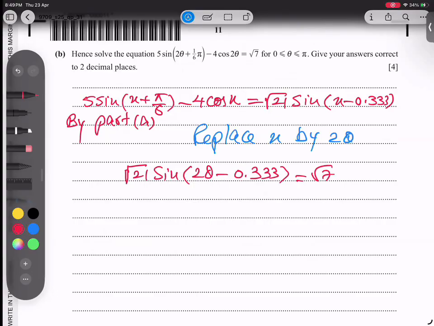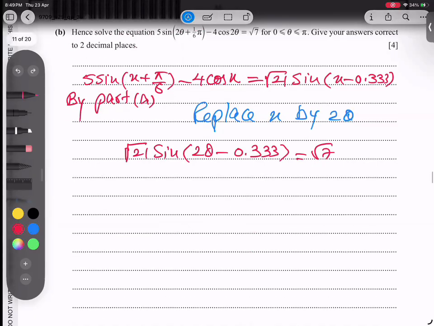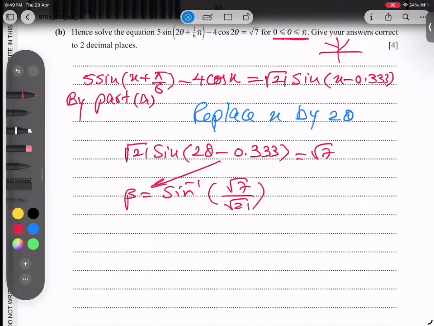And now, students, he said give your answer correct to 2 dp, 2 decimal places, and the answer is between 0 and pi. So first 2 quadrants only we have to look, we cannot cross. I have taken this as a beta angle, sine inverse of root 7 over root 21. So again, root 7 divided by root 21, and I will take the sine inverse of this. Basically, sine is positive here and here. So I am getting here beta value is 0.61615.